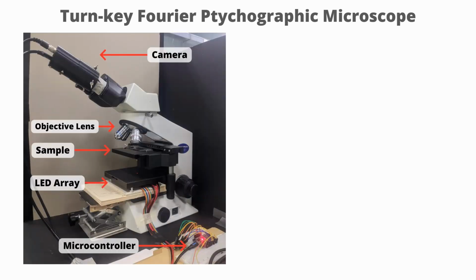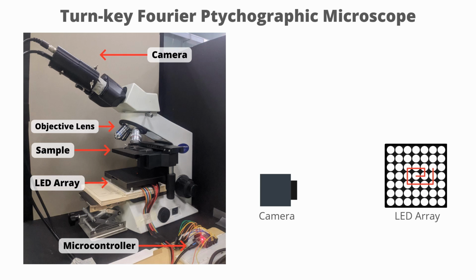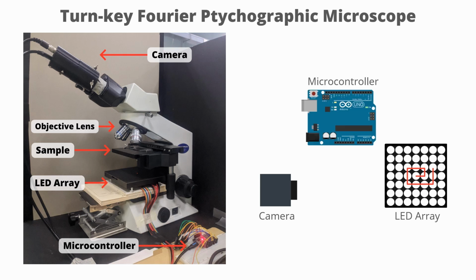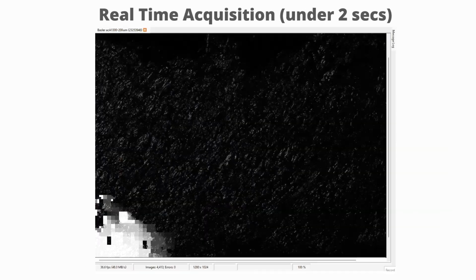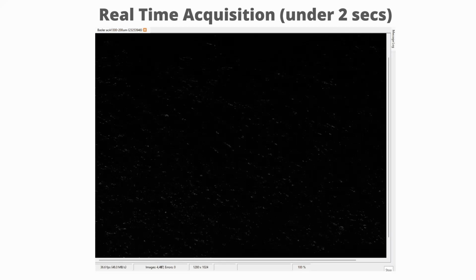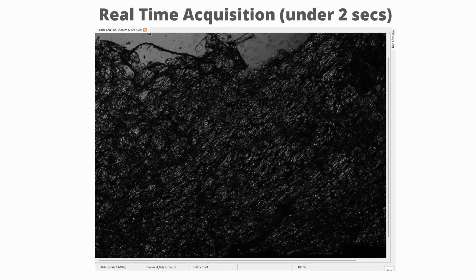My work presents the development of a turnkey Fourier Ptychographic microscope where I use a biological microscope, then added a camera and an LED array. The acquisition is automated by using a microcontroller to send digital signals to the camera and the LED array. This minimizes the delay to less than a millisecond. This shows a real-time acquisition of 49 images in under 2 seconds.